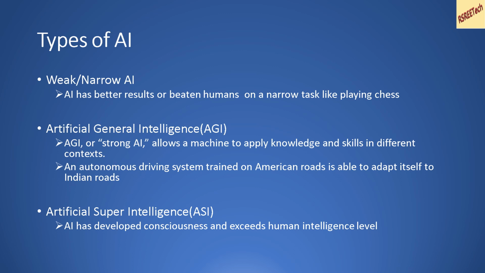Now the second level is artificial general intelligence or AGI. Here the strong AI or AGI allows a machine to apply knowledge and skills in different contexts. For example, if there was an autonomous driving system which was trained on American roads, it is able to adapt itself to Indian roads. The next level is artificial superintelligence. Here, the AI has developed, say, consciousness, and it also exceeds human intelligence level and operates at genius intelligence levels.